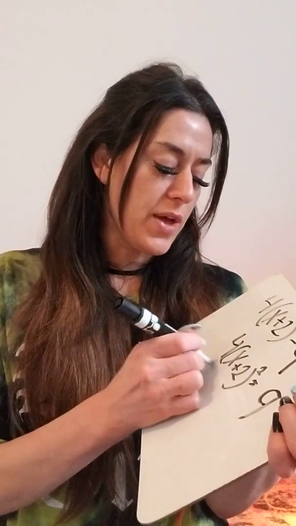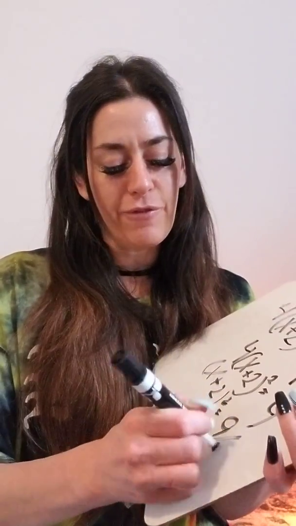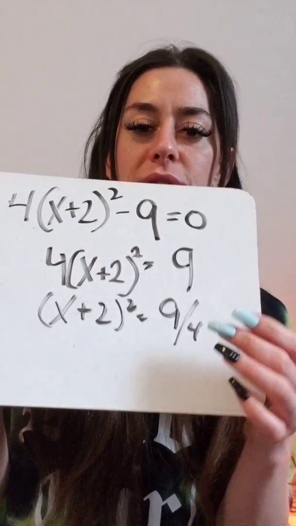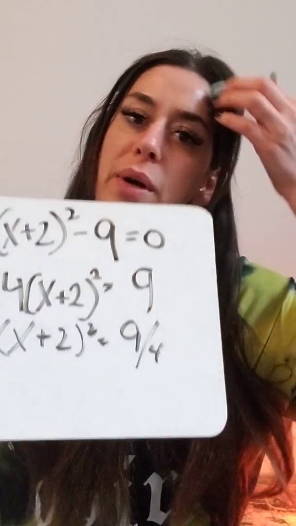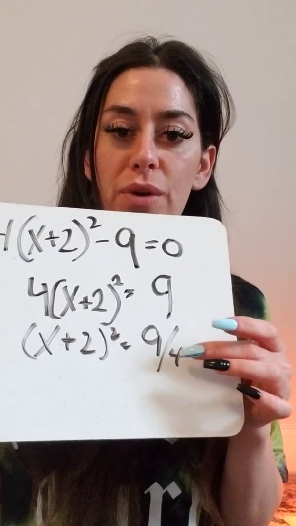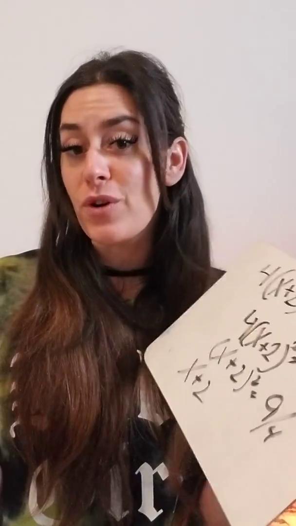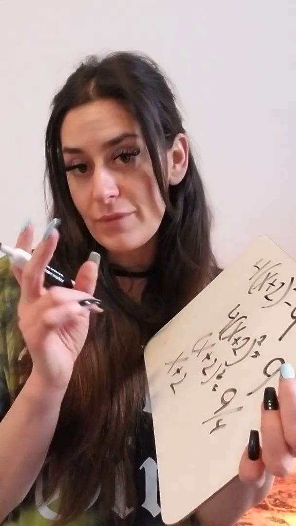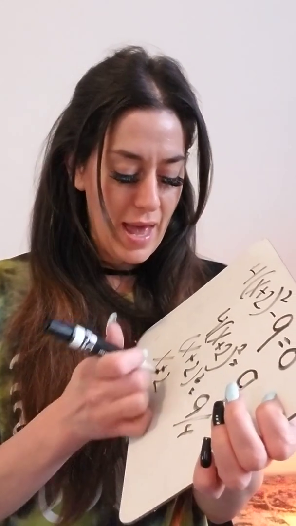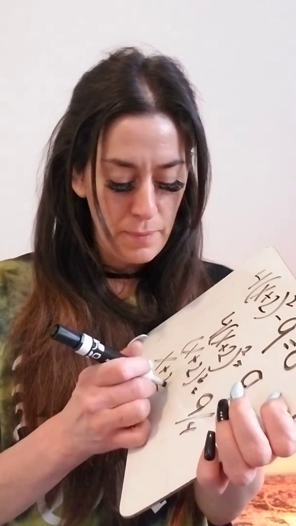Okay, so then I have (x + 2) squared equals 9/4. Well, 9 divided by 2 is 4.5, so 9 divided by 4 is 2.25. Okay, so I have x plus 2, and I'm actually just going to leave it as 9/4 because they're both perfect squares, and there's a little trick you can use.